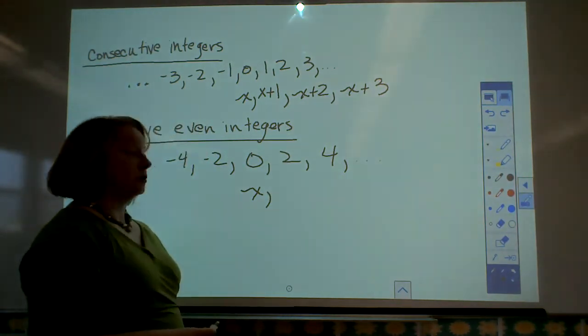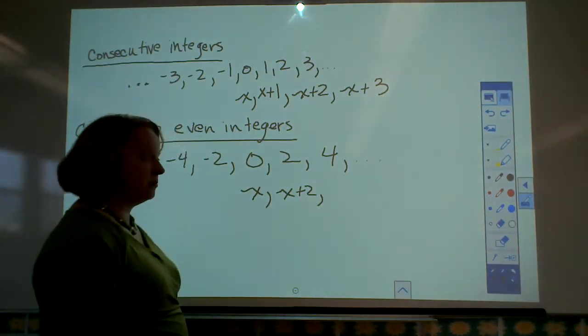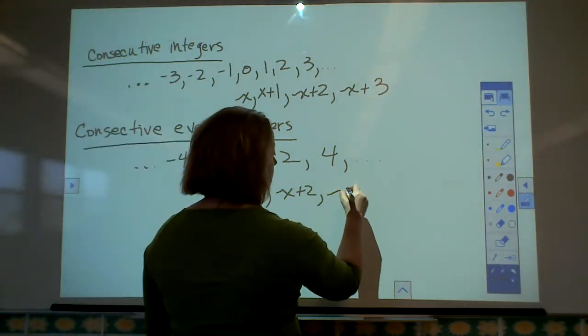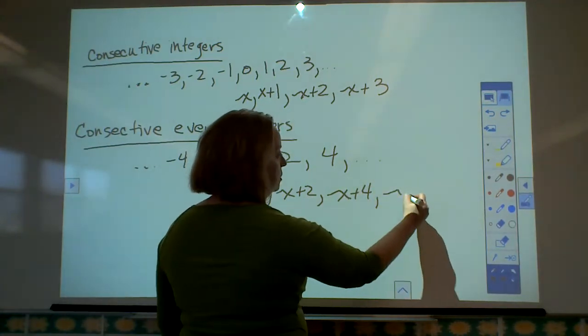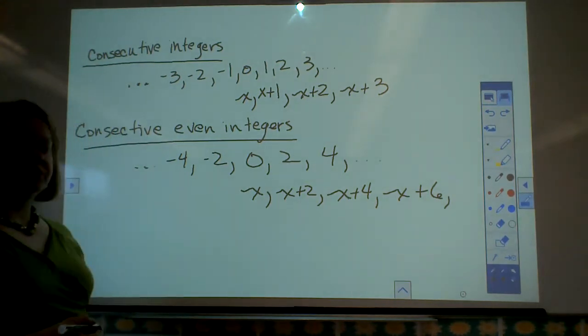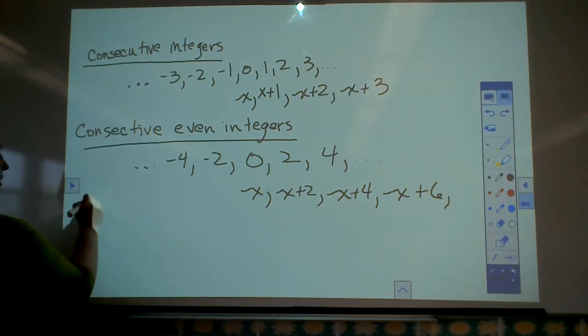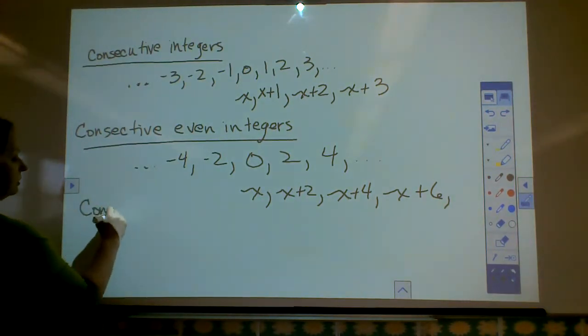Well, what do you add to 0 to get 2? 2. This is x plus 2. And then you would add 4. And then it would just keep going on to infinity there for x plus 6, x plus 8, multiples of 2. Well, let's talk about consecutive odd integers.